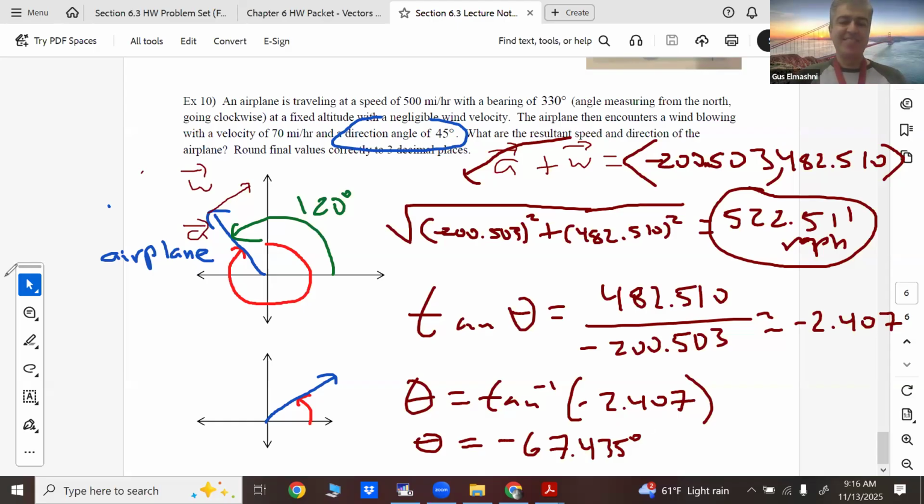All right. However, what are we supposed to do? Add 180, right? We're supposed to add 180 to that. That's the true direction. Add that to 180. You should get 112.565 degrees.